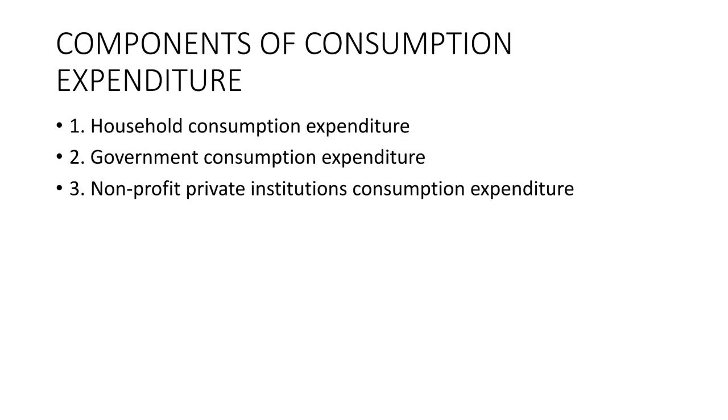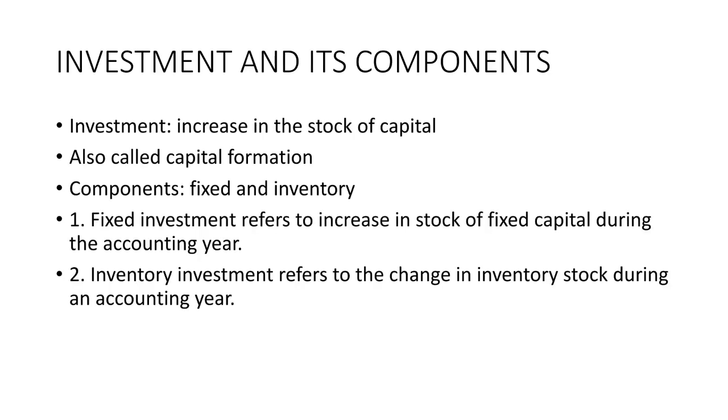Components of consumption expenditure means the expenditure on consumer goods done by various sectors of the society, like household consumption expenditure, government consumption expenditure, and non-profit private institution consumption expenditure. Similarly, investment expenditure is also of two types, but before that, what is investment? Investment is increase in the stock of capital, means when the capital of the economy increases, it is termed as investment. And due to this stock of capital, capital is generated or formed in the economy. That's why investment is also called capital formation.